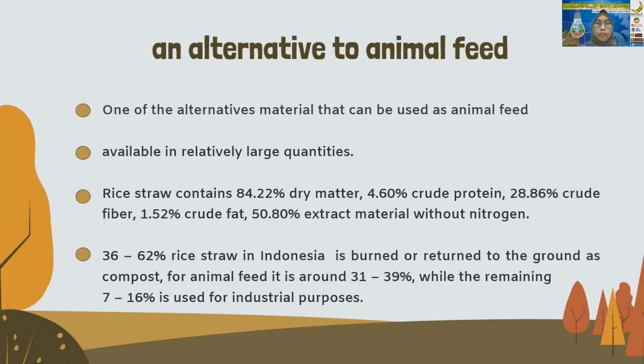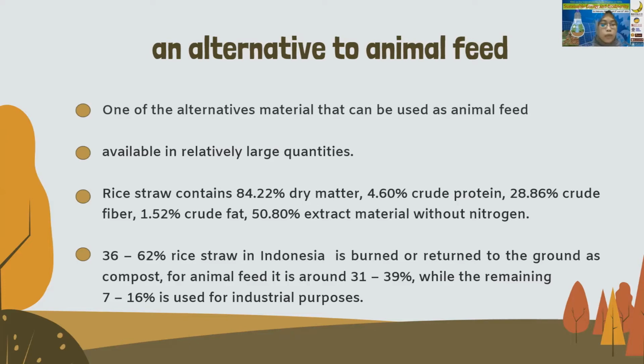Animal feed is one of the most important factors in all livestock business for ruminants. The magnitude of the influence of feeds on production causes the cost required for feed to not be taken lightly. About 60 to 80% of the total production cost is determined by the feed cost factor. One of the alternative materials that can be used as an animal feed is rice straw waste. Rice straw is a byproduct of rice plant, which is available in relatively large quantities.